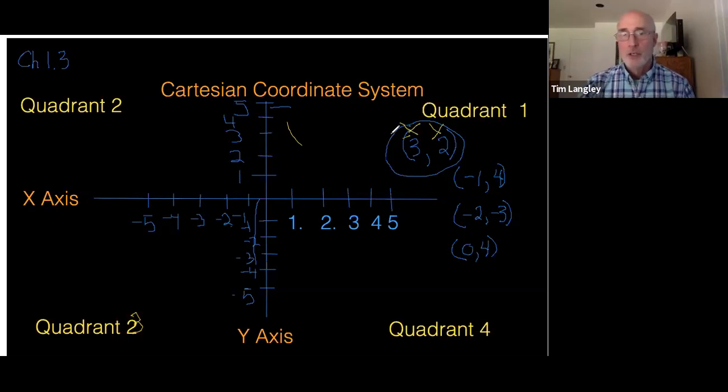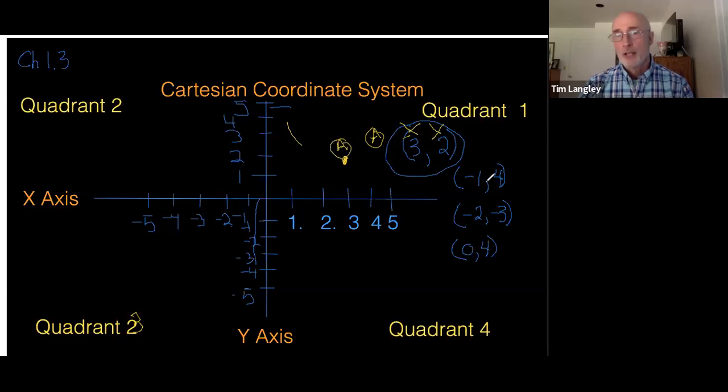The first one here, it says 3, 2. Okay, so the first number is the x-axis. I'm going to go over 3, and you'll notice they're both positive. So I'm going to go up 2, and this is where this coordinate would have been. Okay, we'll call this coordinate A here. Okay, and so that's how I would plot it on a graph.